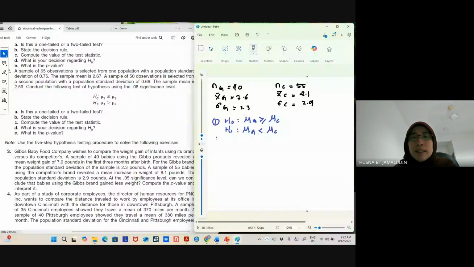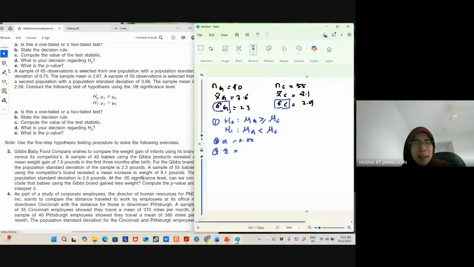Done step number 1. Step 2 is even easier. What is the alpha just now? They mentioned the alpha is 0.05. Number 3 is computing your z, right? Why z? Because you are given the sigma here.